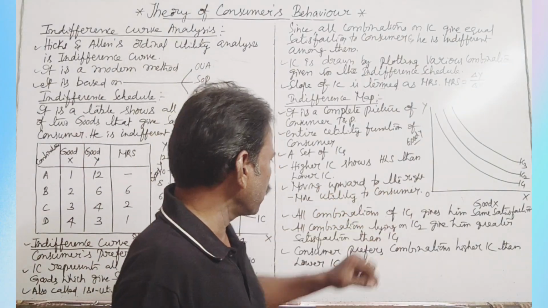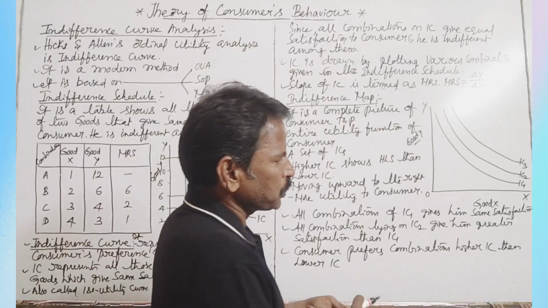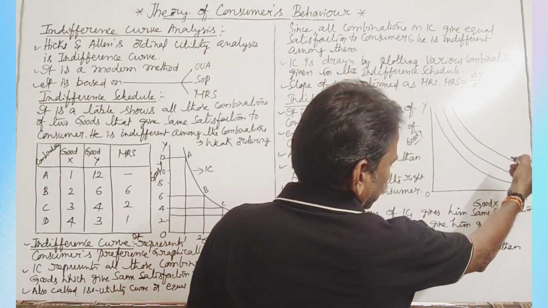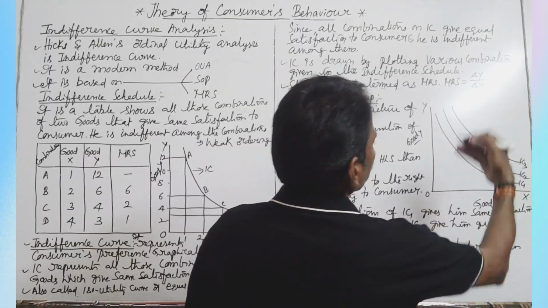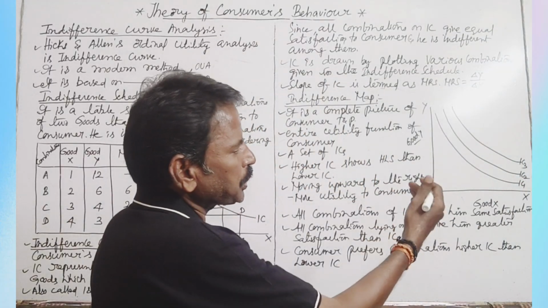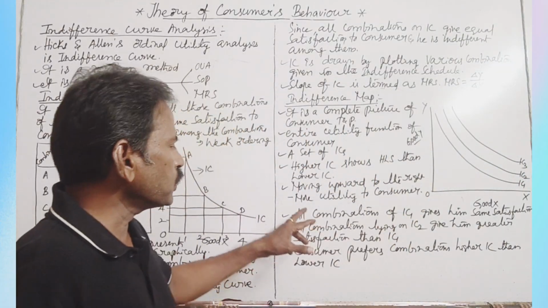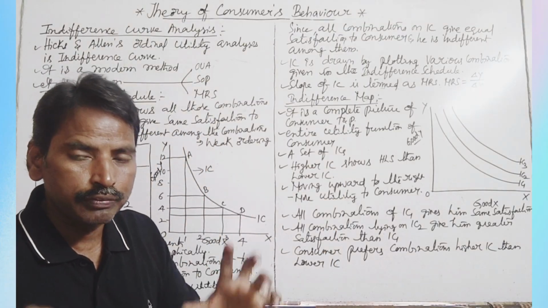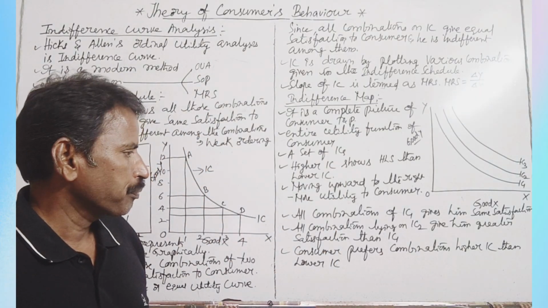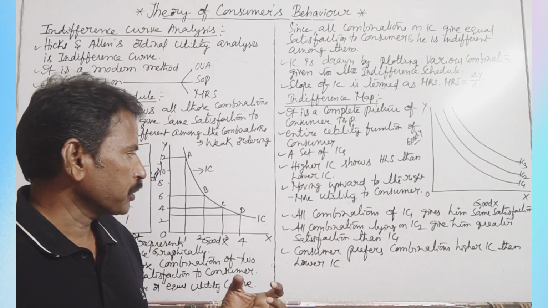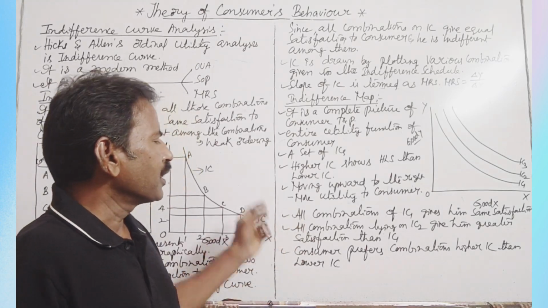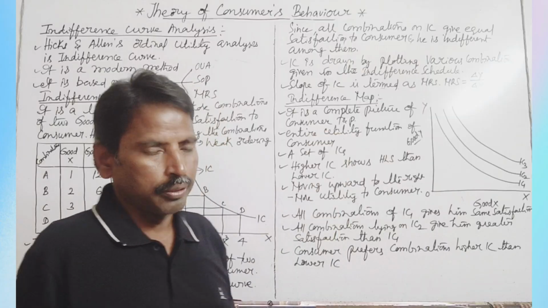Moving upward to the right, more utility to the consumer. For example, IC1, next IC2, next IC3. Moving upward to the right, just like IC2 and IC3, that gives more utility to the consumer, a higher level of satisfaction to the consumer, and vice versa. So moving downward to the left, less utility to the consumer.